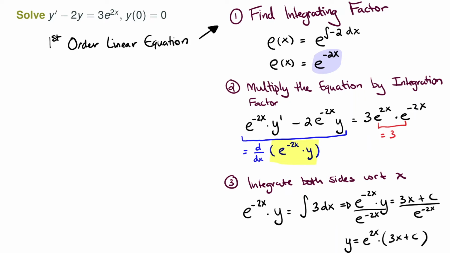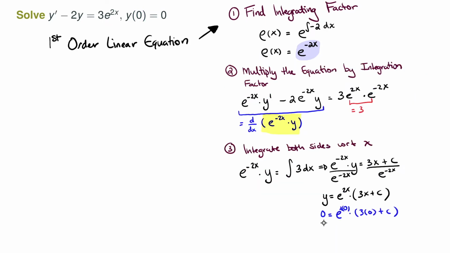Now we found the general solution to our differential equation. However, we did have an initial condition. So we need to see what is the value of c that fits this initial condition. So when x is 0, the result should be that y is 0. Now e to the 0 we know is 1, multiplying by 1 leaves it the same. So we end up with e times 3 times 0, which is 0, plus c. c has to be equal to 0.